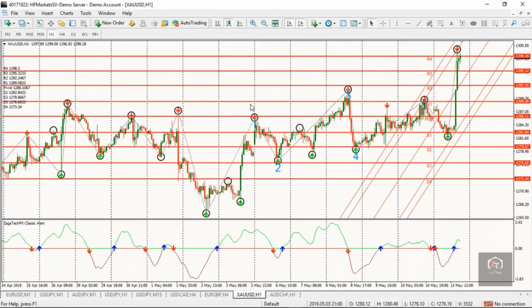Basically, I only use this indicator on trading gold. I don't use it on any other pairs, so it depends on what you use it for. For me, I trade gold with this indicator, and I added this Zaga Classic alert here, and I only use it on the 1 hour and 4 hour time frames on gold. So this is the chart I use in trading gold. That's all. I don't add any other chart on it.